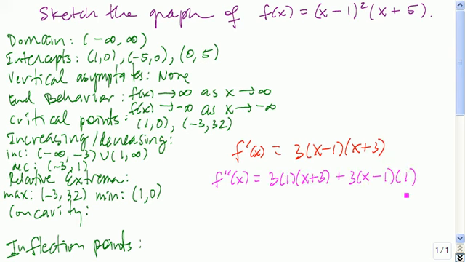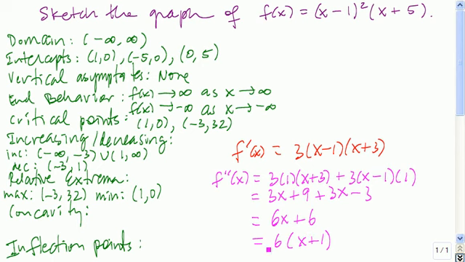Okay, if we use the product rule, we get 3 times the derivative of x minus 1, which is 1, times the function x plus 3, plus this function, 3 times x minus 1, times the derivative of this one. So we just clean that up a bit. If we multiply it out and clean it up, we factor out a 6 and we get 6 times the quantity x plus 1.